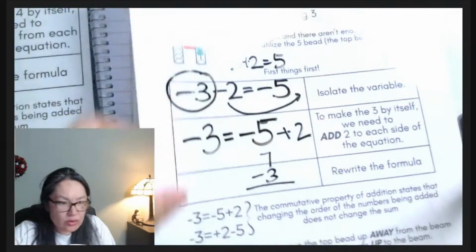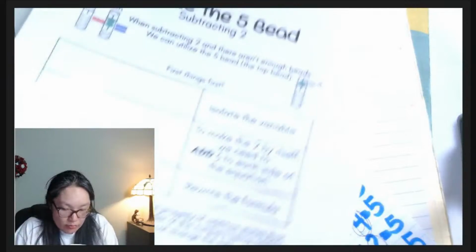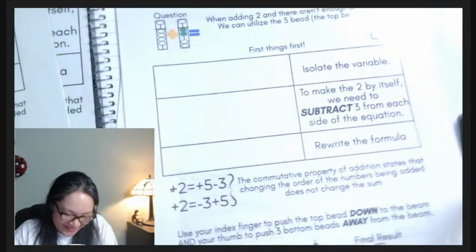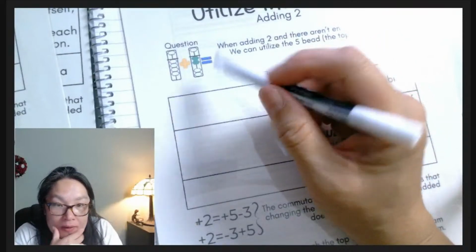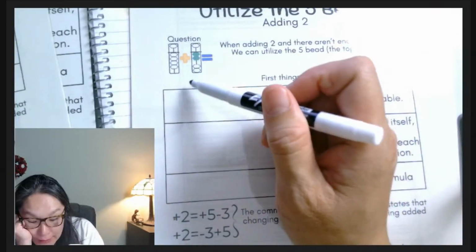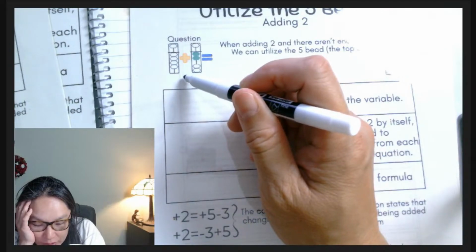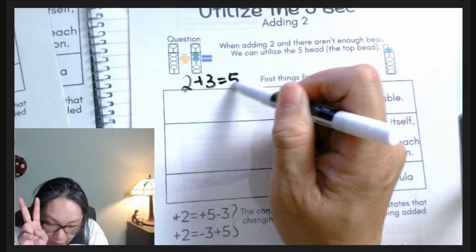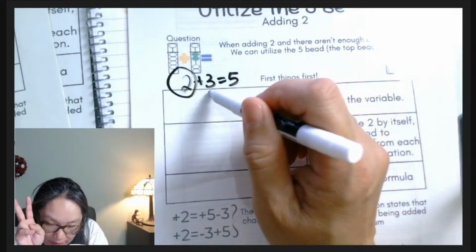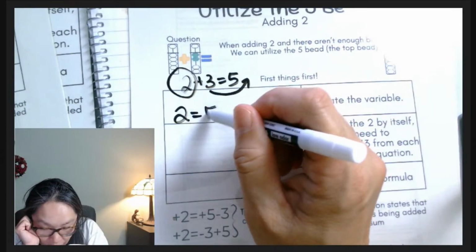Let's do a 2. We'll see, right? So the 2 is the same thing, but the difference is instead of doing a 3, we're doing a 2. They're pairs. So 2 plus 3 equals 5. When we isolate this variable, we need to move the 3 over here. So it's 2 equals 5.